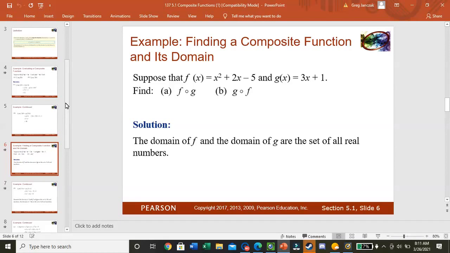So with the domain, if one function will be the domain for f of x with x equals 2x, right? Good. And what would the domain be for g of x? All real numbers. So if f and g are both all real numbers, the composite is also going to be all real numbers. Okay? All right.